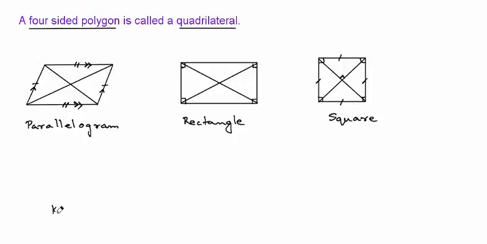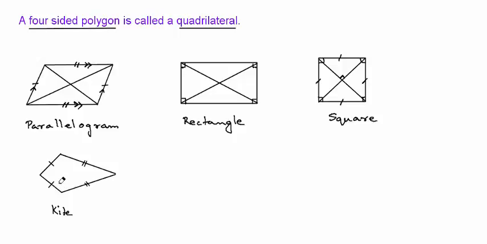A kite is a different type of a quadrilateral in which two pairs of adjacent sides are the same length. So this side and this side are the same length. That's one pair. And this side and this side are the same length. So that's another pair. Two pairs of adjacent sides are the same length.